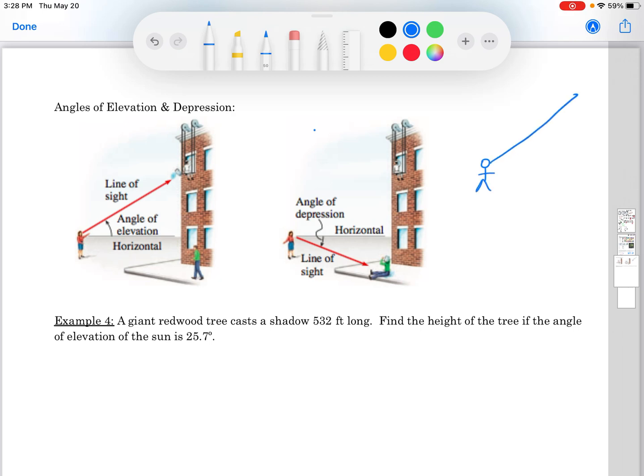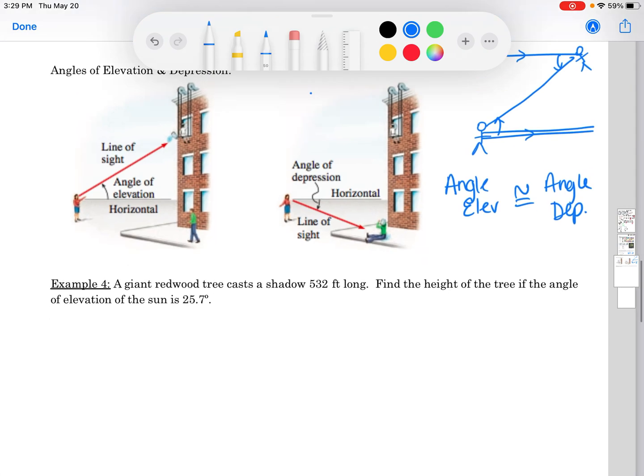So if we have a person and they are looking up at something, or maybe it's another person looking down at them, so their angle of depression looking down is really the same angle as that person's looking up. So they're alternate interior angles, right? These are both horizontal. They're alternate interior angles. So the angle of elevation should be congruent or equal to the angle of depression. So you'll be able to kind of mess with your triangles to make these problems work a little easier.